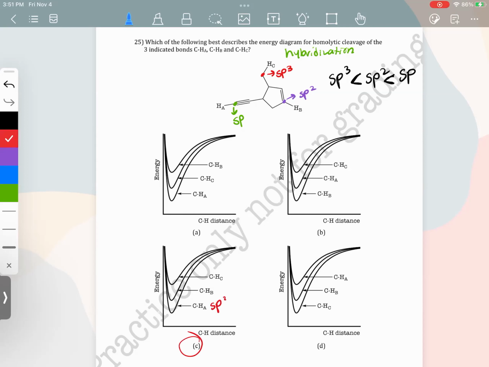I keep saying sp3, I don't know why I keep starting from that. I'm sorry. So the sp is lower in energy than the sp2 here, and sp3. So when we want to break the hydrogen bond off of these hybridized carbons, which one would take the highest amount of energy? CH, sp.